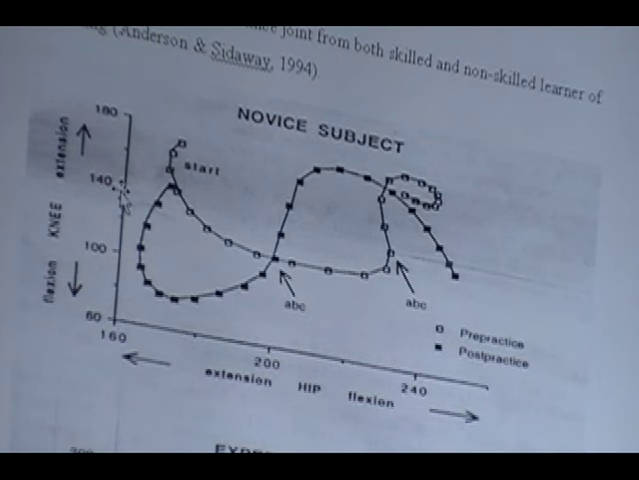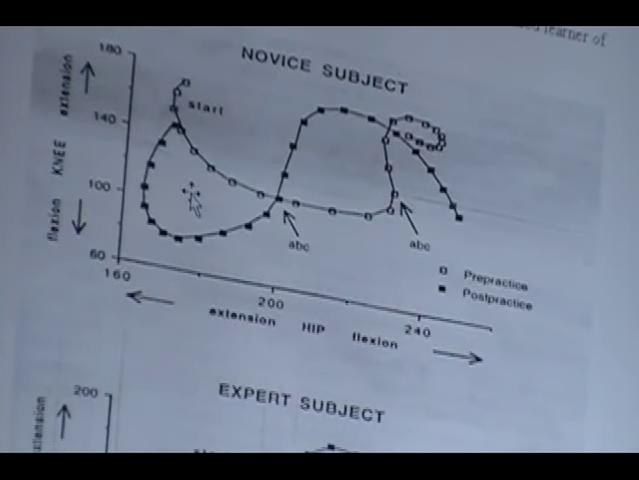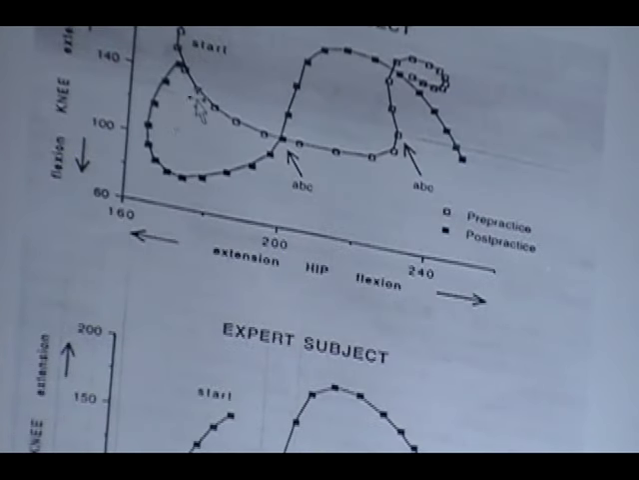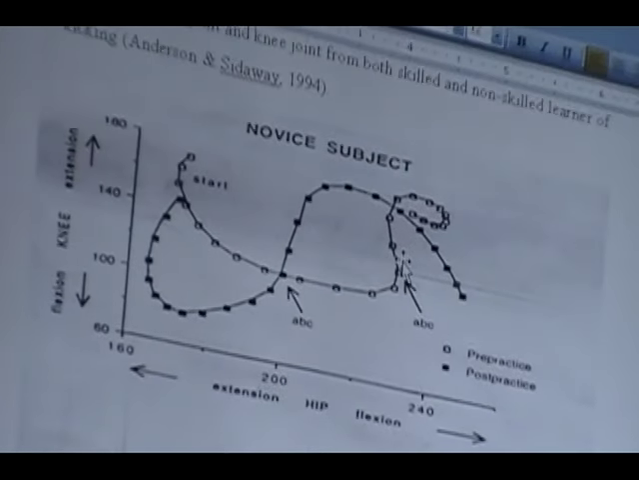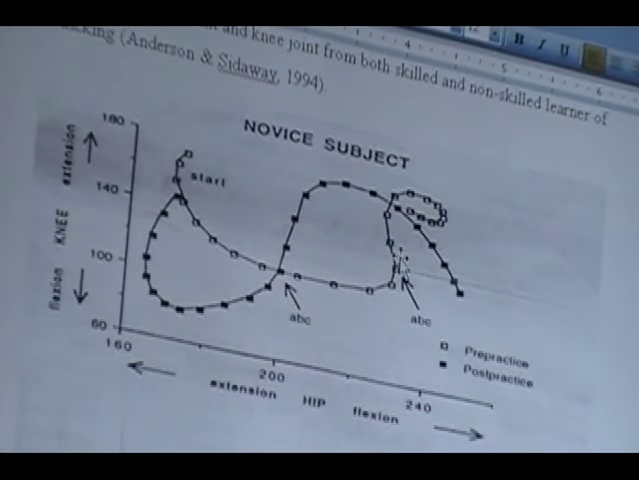This is data we got from Anderson and Sidaway from 1994 about soccer kicking. Compare people who are skilled versus a non-skilled person. On the top here is the novice subject, the non-skilled person. The bottom here is the experts. In the beginning, the open square here shows you how the novice subject coordinated their hip and knee joints before practice.